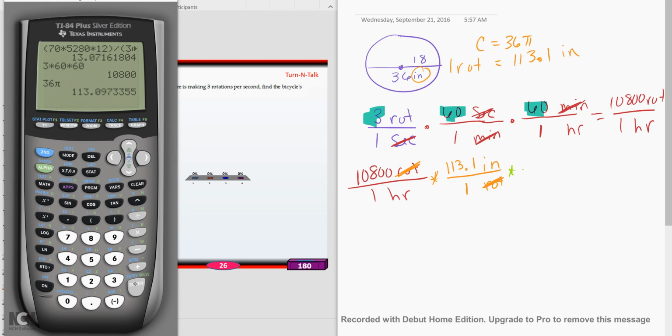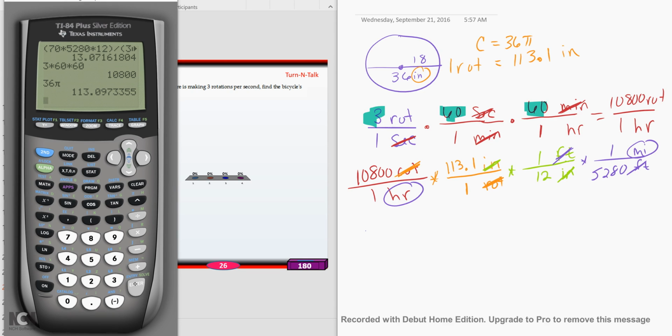So I want inches to go away. I'm going to put that on bottom. I can't go to miles yet, but I can go to feet. There is 12 inches in 1 foot. And now inches cancel, and I'm in feet per hour. One more, and I can get to miles. If I want to get rid of feet and go to miles, there's 5,280 feet in 1 mile. Feet cancel, and now I'm in miles per hour.